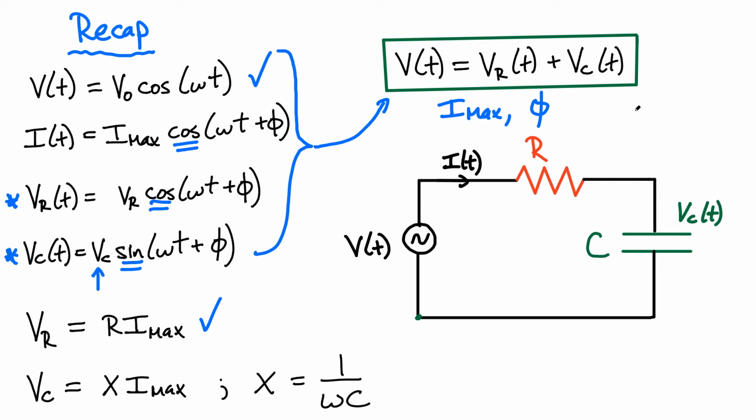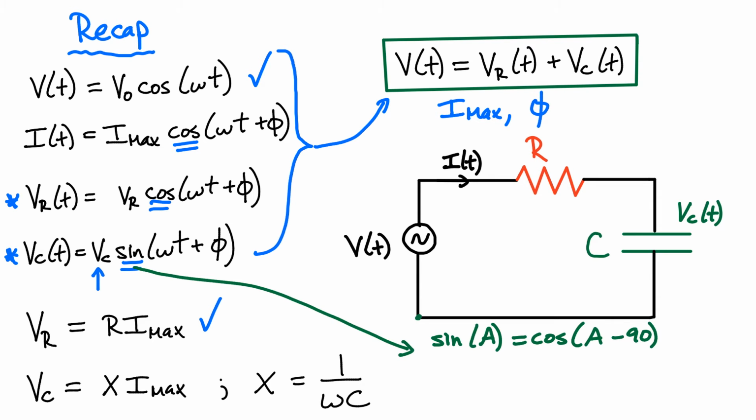What I'm first going to have to do is make things easier. You notice that I have cosines everywhere, cosine, cosine, except for the capacitor. However, those are connected to each other. If you remember from basic trigonometry, the sine of any angle is equal to the cosine of that same angle minus 90 degrees. So I'm going to write the voltage across the capacitor so that I have just cosines everywhere. It's going to make my life a little bit easier.